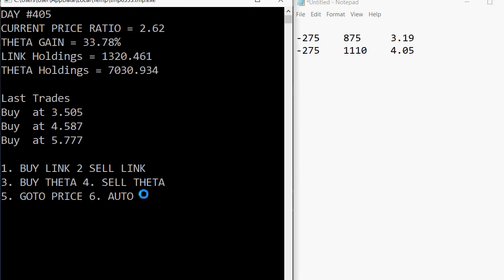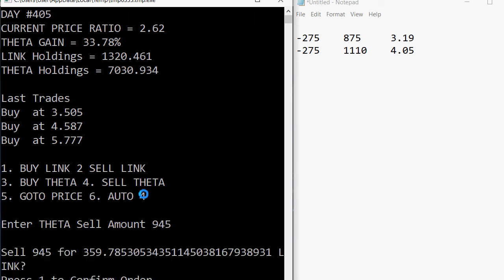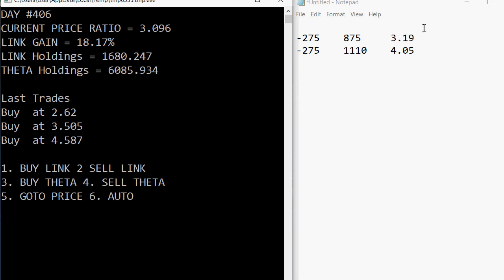Next trade, Theta gains 33. That brings it down to only one left to go after this. Let's maybe trade like 945. That would get us a decent size gain on both sides. And only one left to go, at least for Theta. And there's a nice size Link gain.